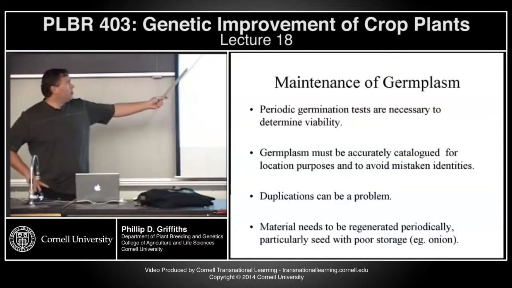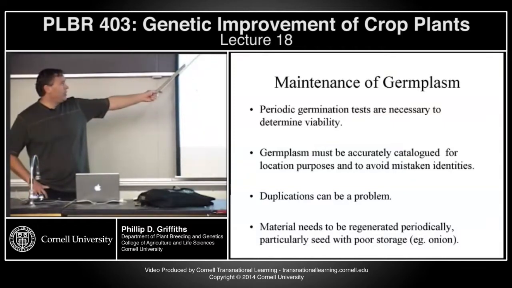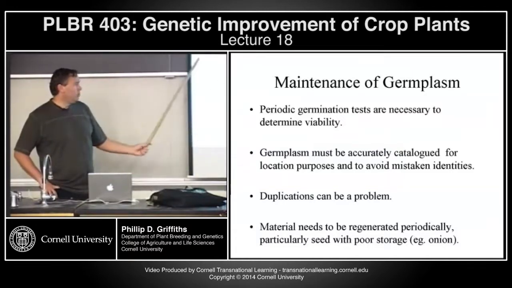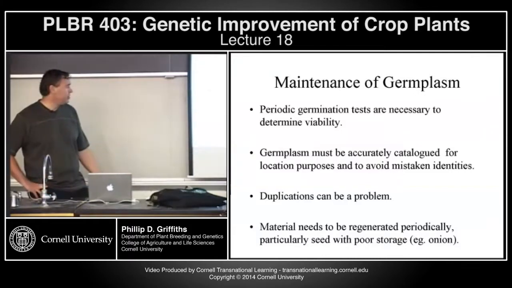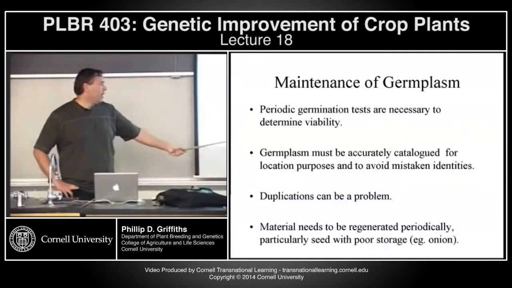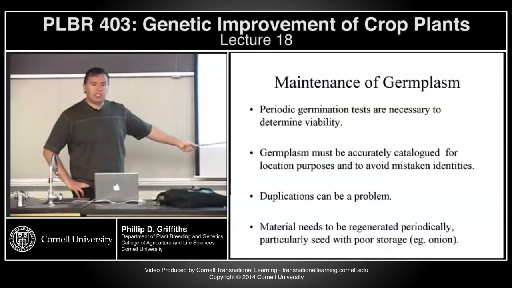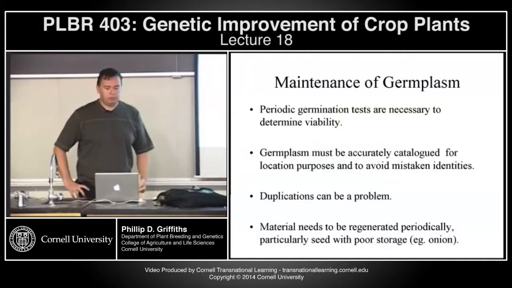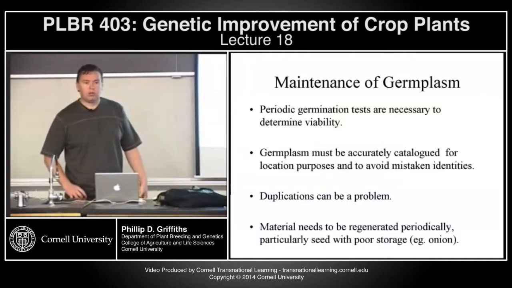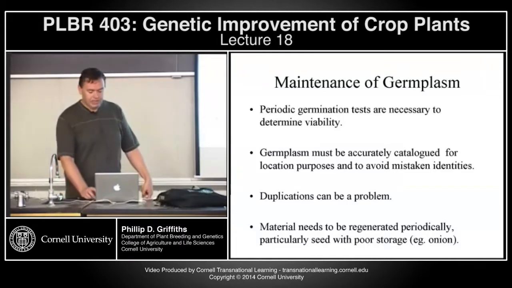So as far as the maintenance, you have to do periodic germination tests and accurate cataloging. Duplications can be a problem, but as I just mentioned a minute ago, some seed types have really poor long-term viability compared to others. The onion family is a very good example of this. So these require much more work to maintain.